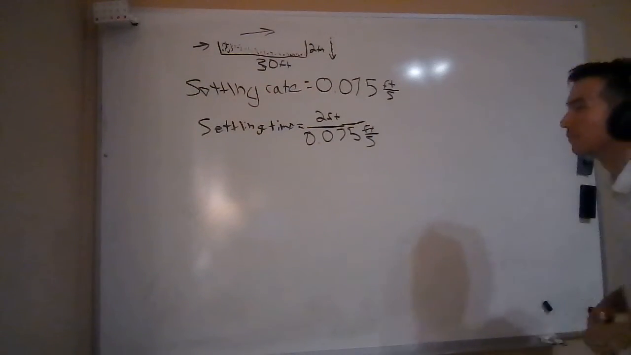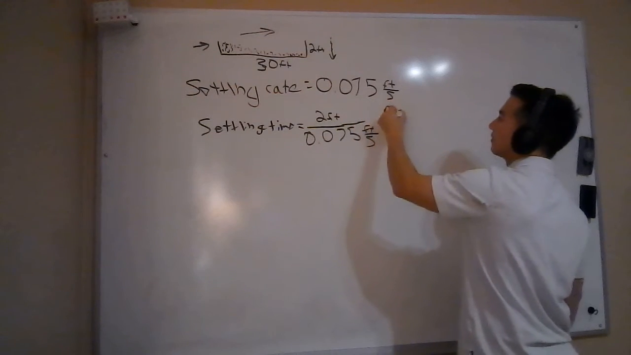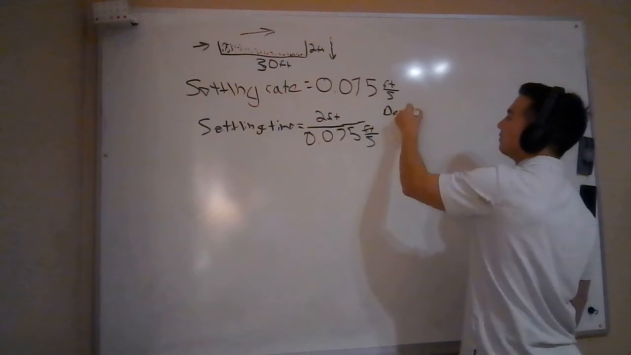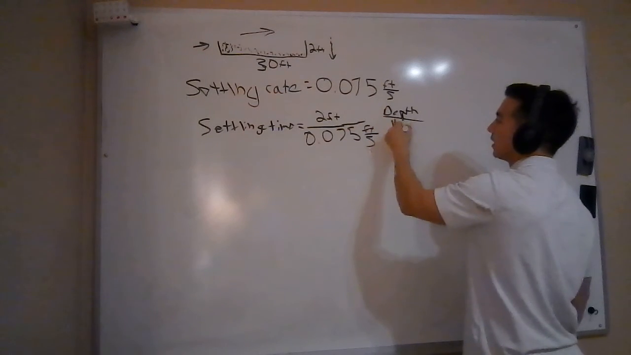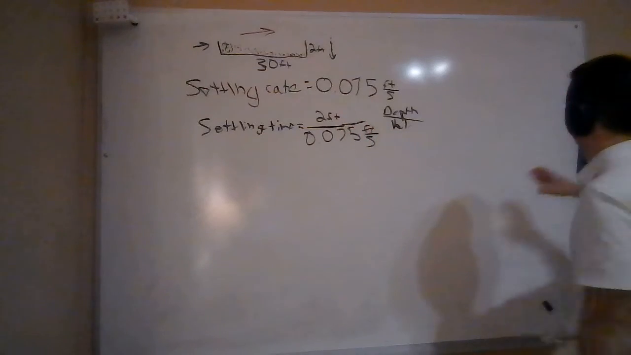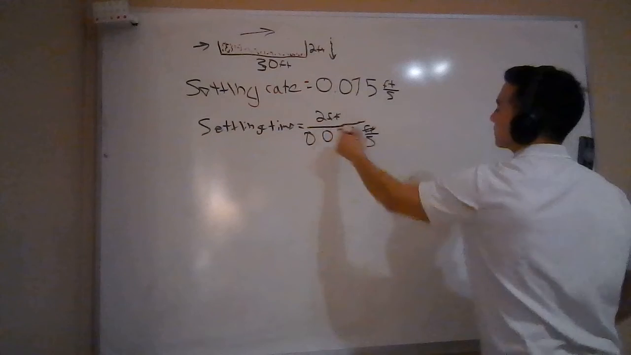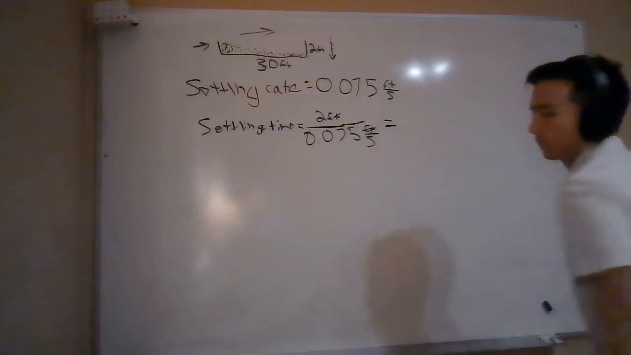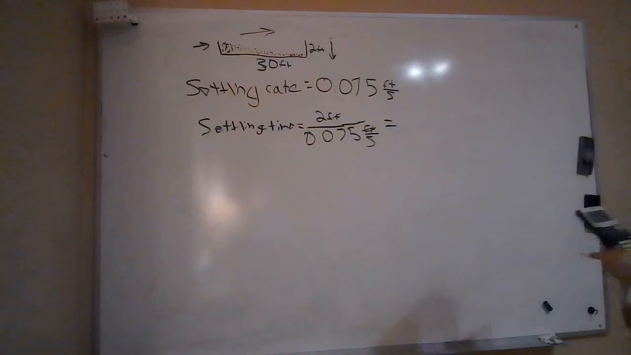We're still talking time. But what do I have here? Here I've got my depth, and I'm dividing that by my settling rate, or in this case, my velocity. So my feet divided by feet per second, what am I going to be left with? I'm going to be left with seconds, that time component, right? So now I take my calculator, I do that 2 divided by 0.075.